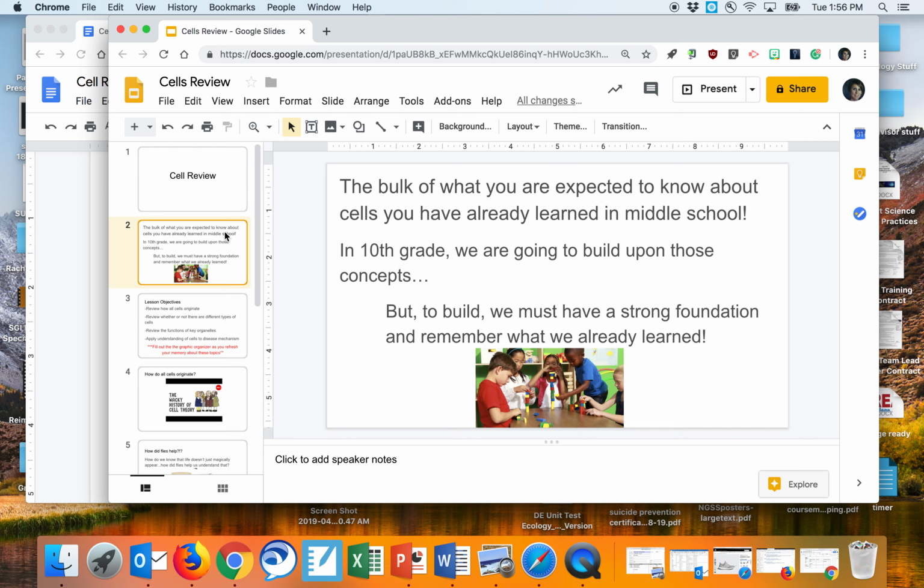Before we begin building, though, we need to make sure we have a strong foundation, and we want to make sure we have a level playing field, that everybody knows the same stuff before we move on. So today is dedicated to reviewing those materials and concepts that you were supposed to already learn.